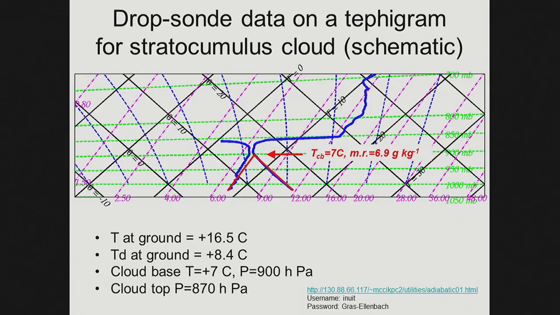So once the air is saturated, then the temperature moves along lines of constant moist potential temperature. In other words, as the parcel moves up, its temperature and its pressure have to be such that they follow lines parallel to these blue dashed lines. Like that. And so at cloud top, which is 870 hectopascals, about here, we can read off what the saturation vapor mixing ratio is there too. And the saturation vapor mixing ratio at cloud top is 6.7 grams per kilogram.